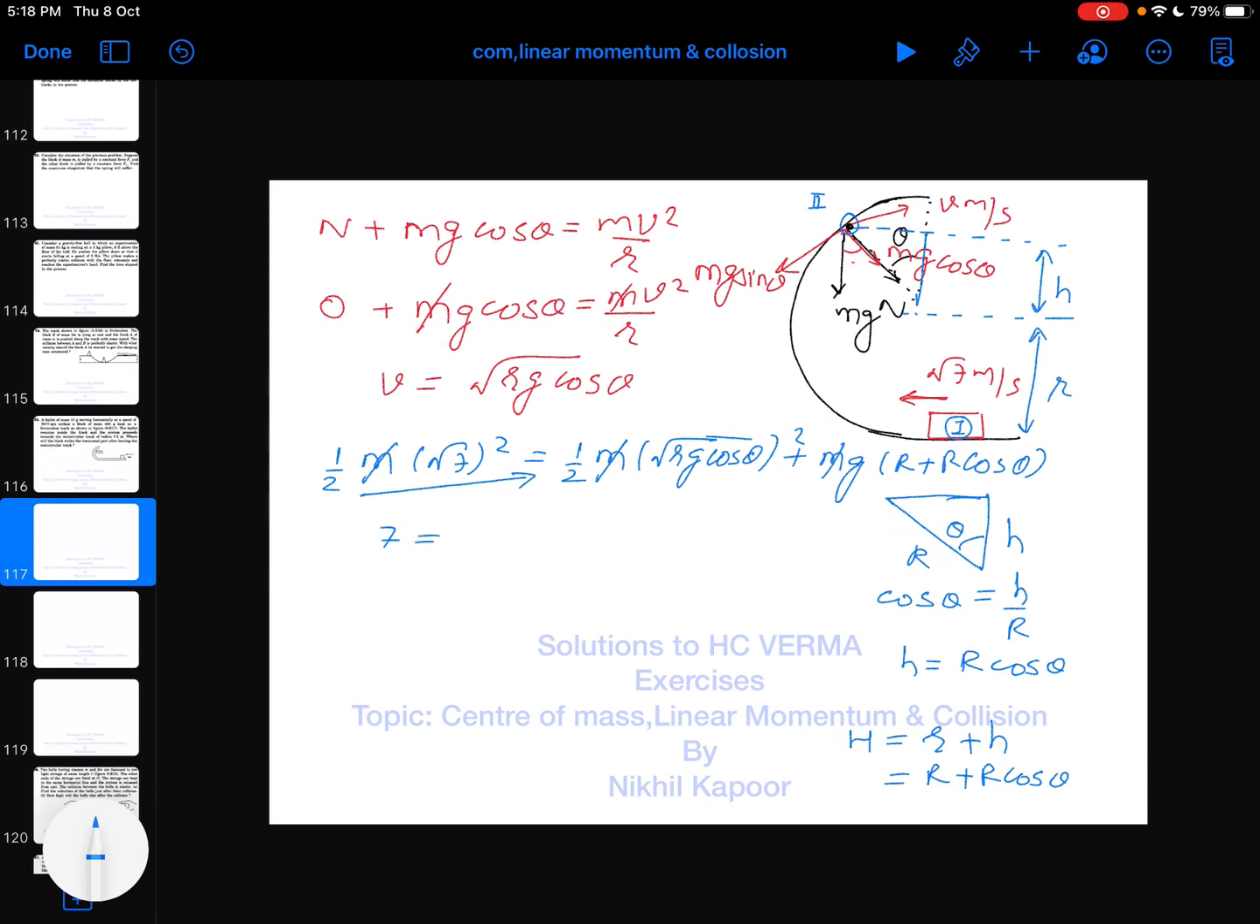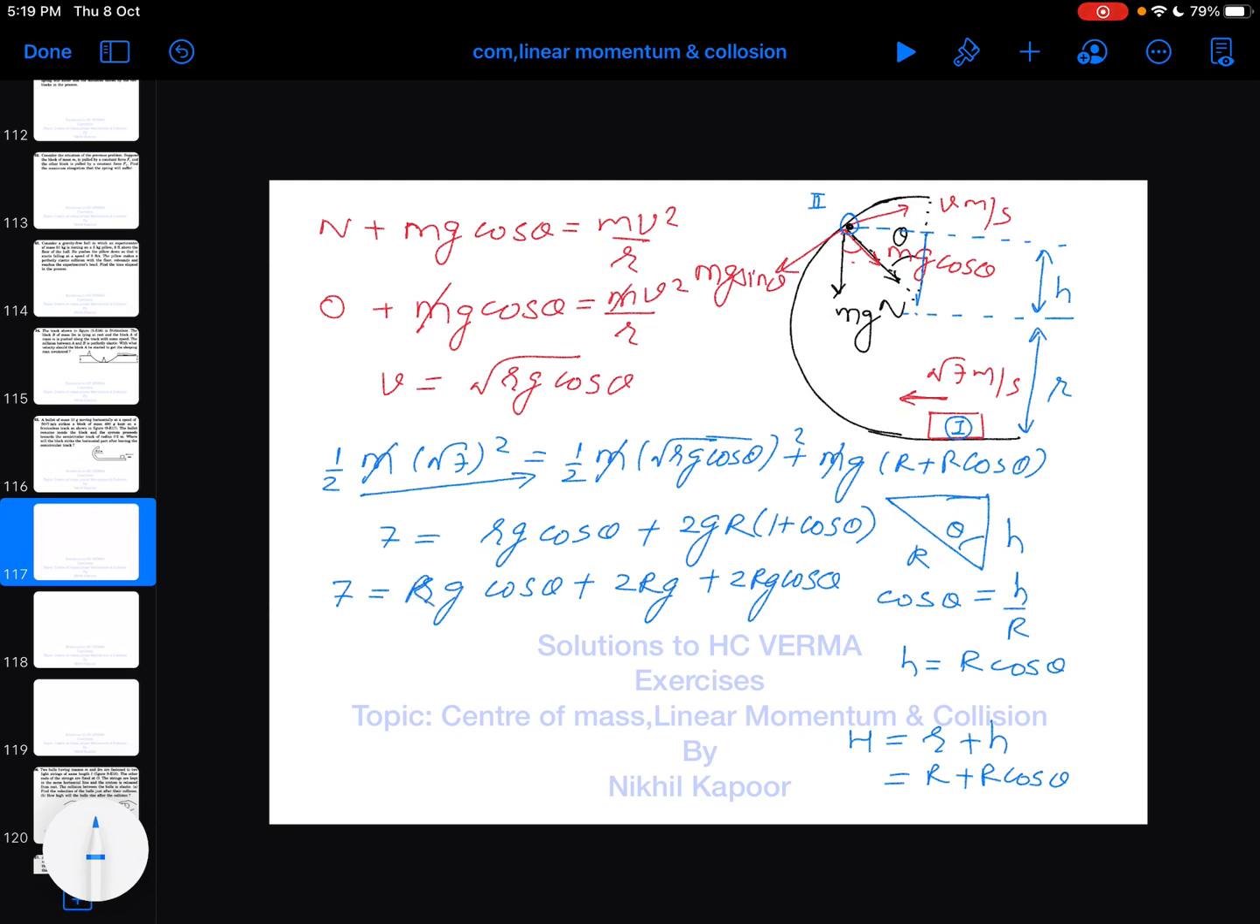The 2 and 2 get cancelled, and the square comes out to be rg cos theta is equal to this 2 multiplied with this also, so it will be 2g. R can be taken as outside, 1 plus cos theta. Now theta is the only unknown here. So 7 is equal to rg cos theta plus 2rg plus 2rg cos theta.